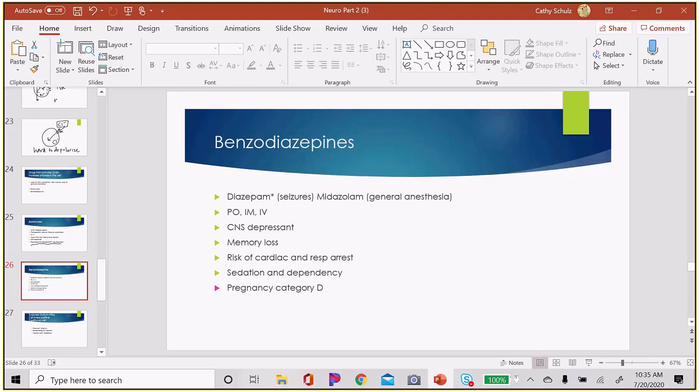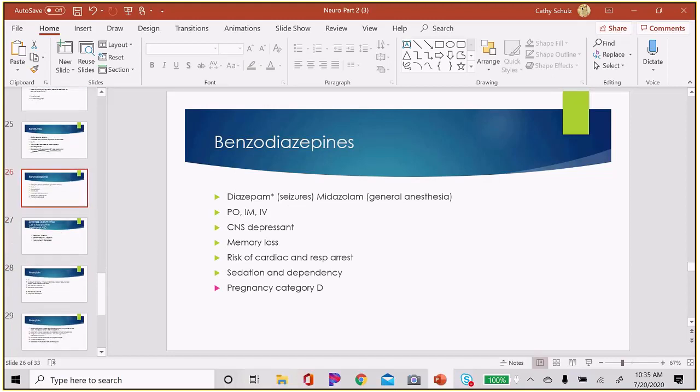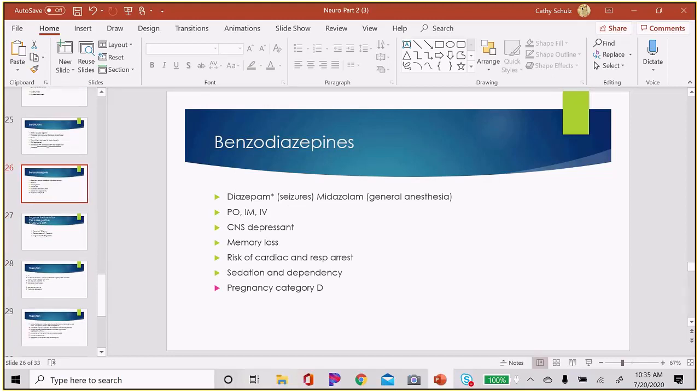Again, you have the risk of cardiac and respiratory arrest and sedation and dependency. So those medications in general are used for other things, but could be used for status epilepticus.